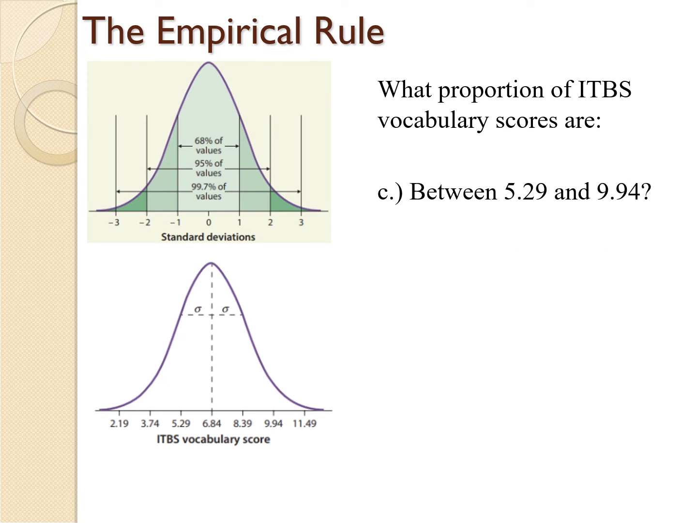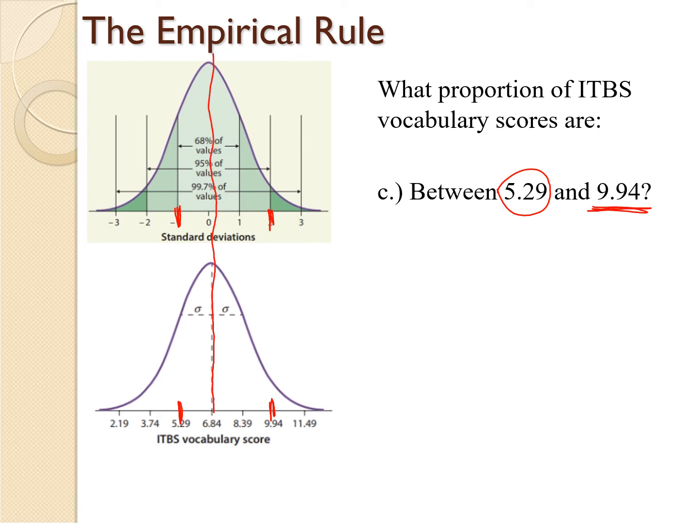And for a trickier one, what proportion of ITBS vocab scores are between 5.29 and 9.94? Now, everything about this curve is symmetric. So the issue that we're going to run into in this one is that the 5.29 is 1 standard deviation below the mean, but the 9.94 is 2 standard deviations above the mean. So they're not matching up on that same number. So instead, we're going to split both of these right in half.